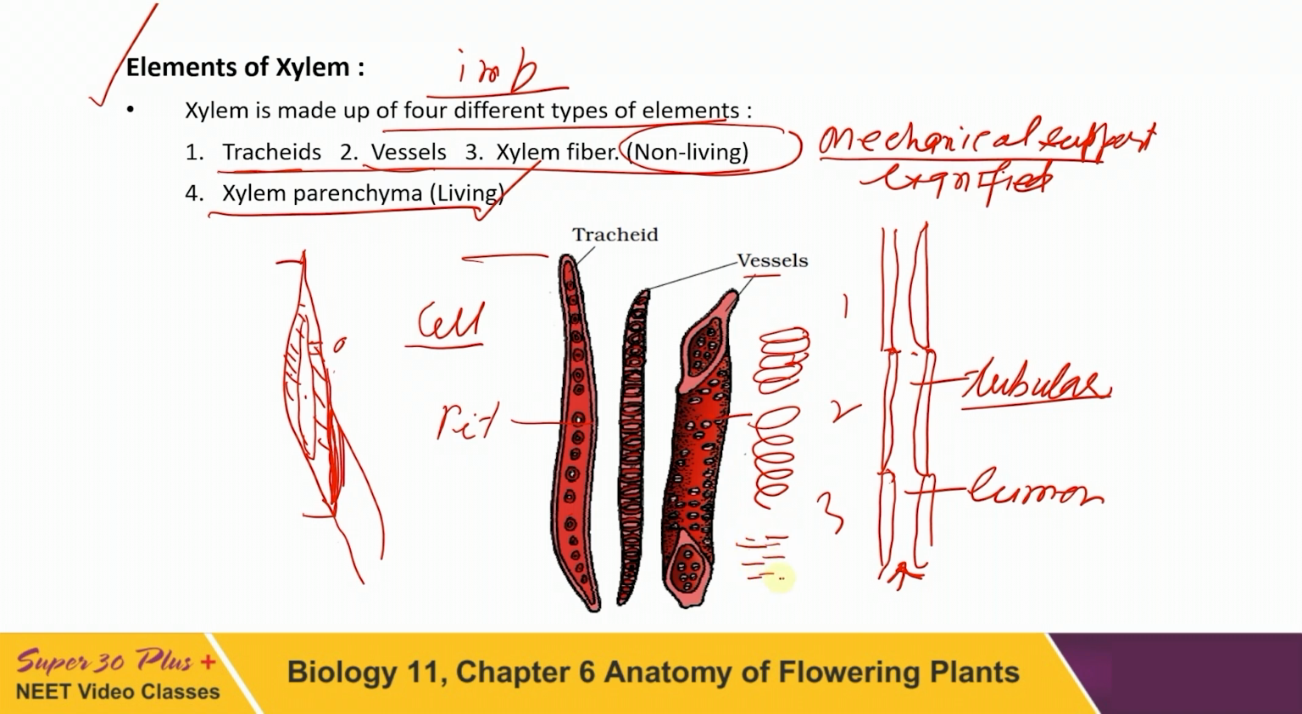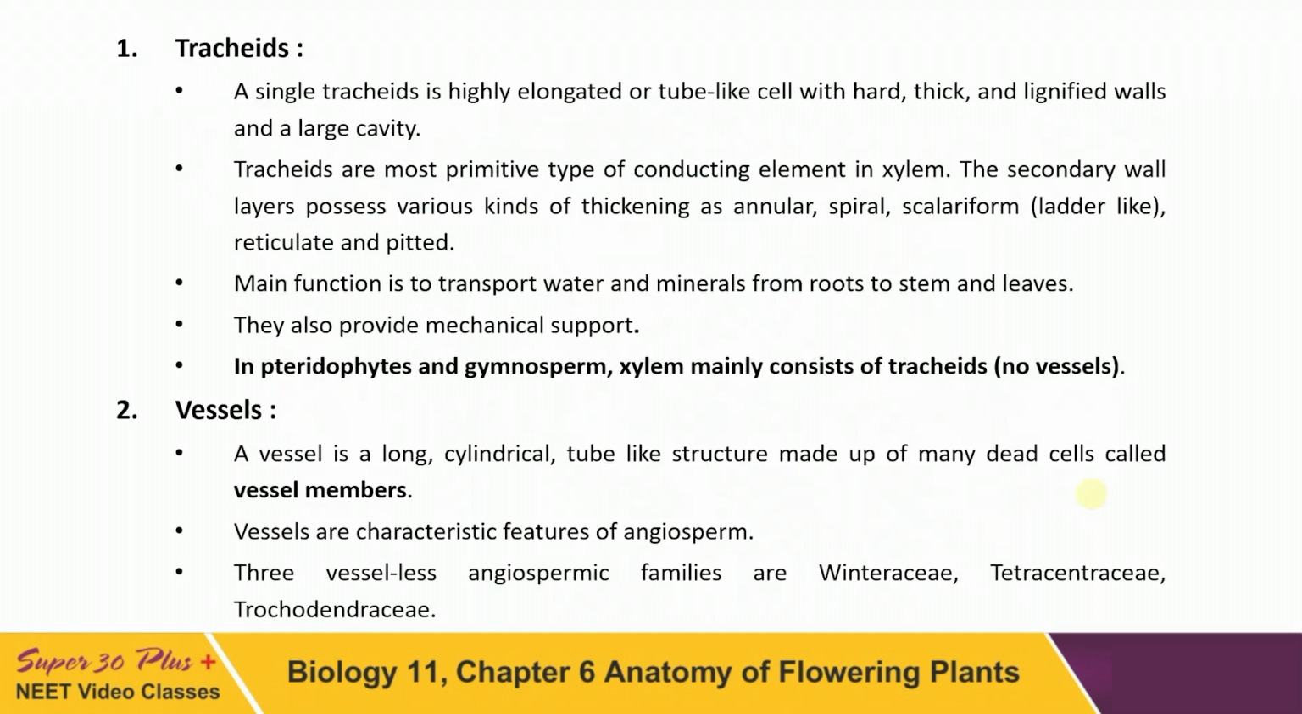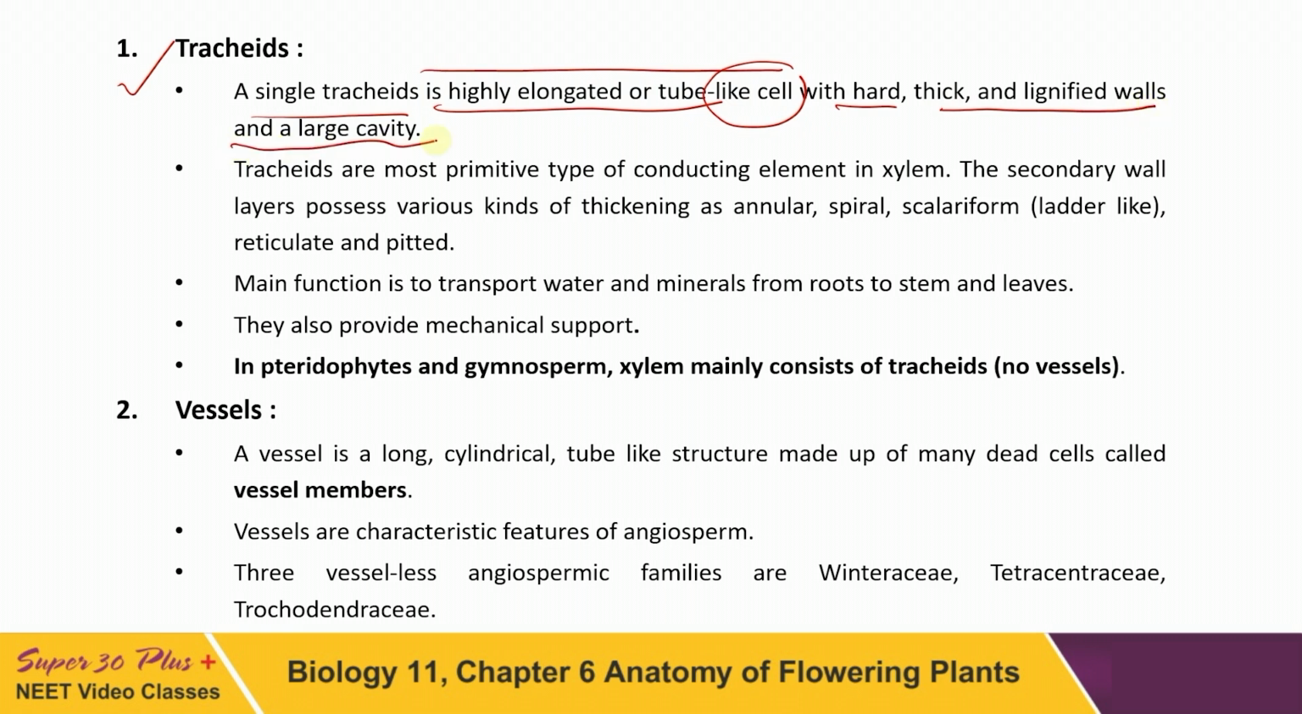So these specific thickenings are there just to give extra support to tracheids and vessels. Now we have to see the detail of this. Tracheids, as I told you. Now come to the tracheids. What we have in tracheids is common: a single tracheid is highly elongated and tube-like. This is a single cell with a hard, thick and lignified cell wall. The cavity is there because in this cavity also the water and minerals will be transported.